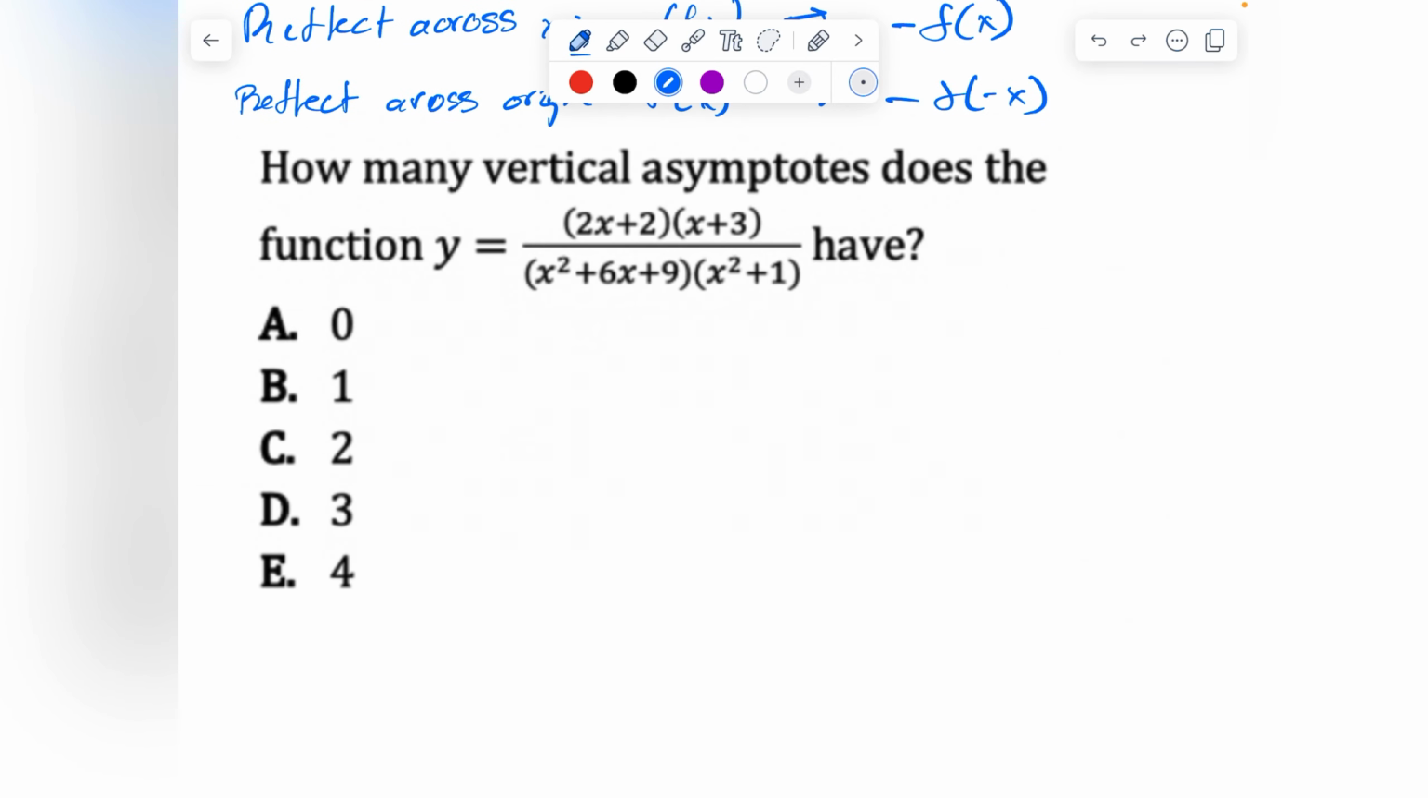So what's a vertical asymptote? A vertical asymptote is any x value that makes the denominator of your equation equal to 0. For example, if I give you the function y equals 1 over x, obviously when x equals 0 this function cannot be solved, because what is 1 divided by 0? Try plugging it into your calculator and see what it gives you. It should tell you it's undefined or there's an error, right?